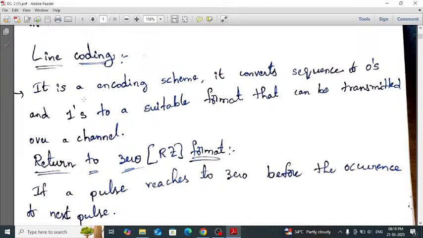So what is meant by line coding? It is an encoding scheme. It converts a sequence of zeros and ones to a suitable format that can be transmitted over a channel.